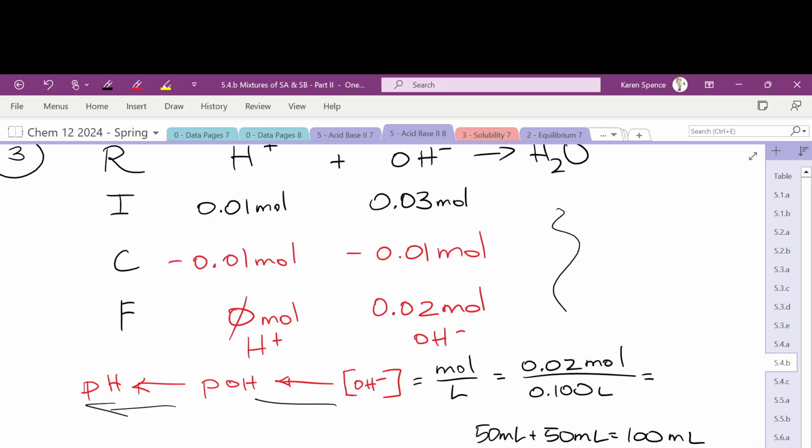Now, in your book, it does that calculation in millimoles, okay? And the reason millimoles are nice is because you don't have to convert in and out of liters and in and out of liters, and you end up with a lot less zeros, okay? Are we feeling okay about this kind of problem? Strong acid, strong base, super nice, okay?